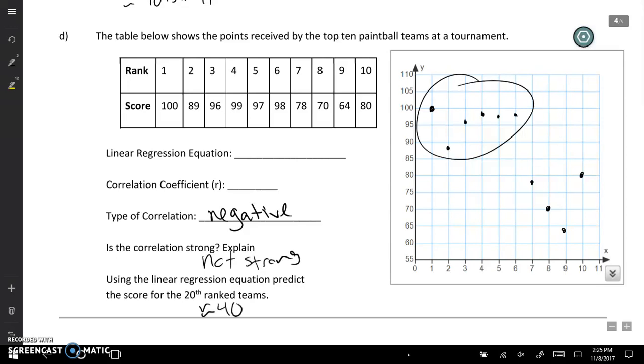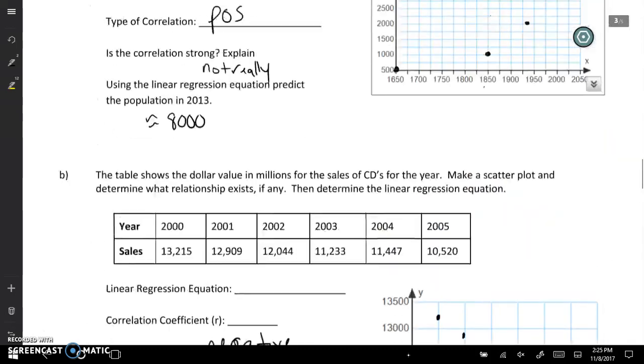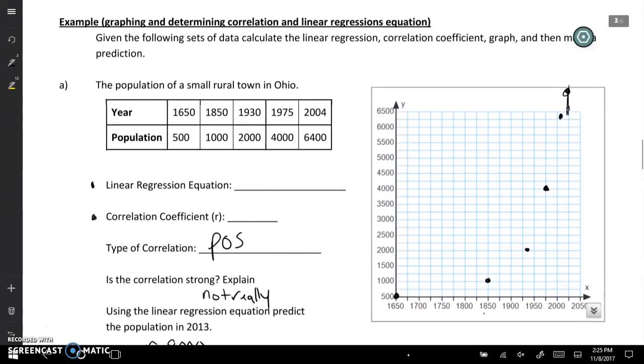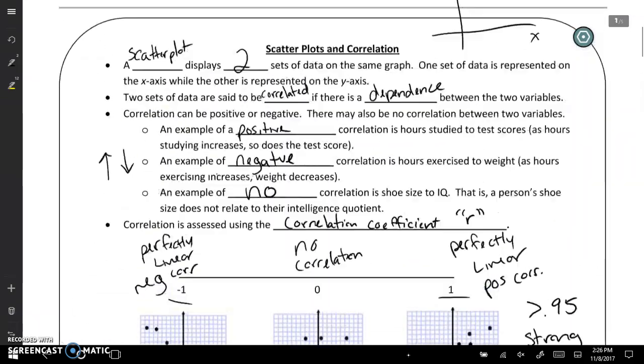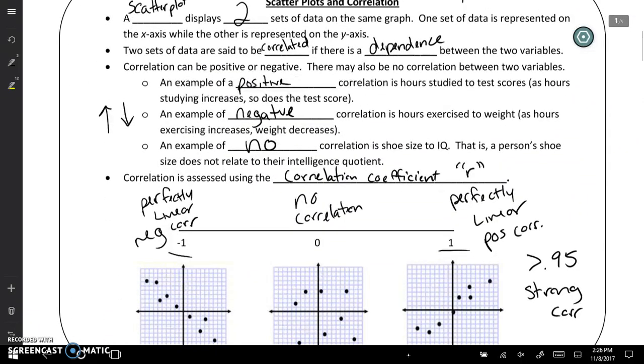So plotting scatter plots, looking at what kind of correlation it is, and whether or not it's going to be strong. Tomorrow we're going to plug this stuff into our calculator. We're actually going to find the real linear regression equation and then the correlation coefficient and use that to find real answers in real populations. So please make sure you bring your calculators tomorrow. I'll have some you can borrow, but make sure you're bringing them.